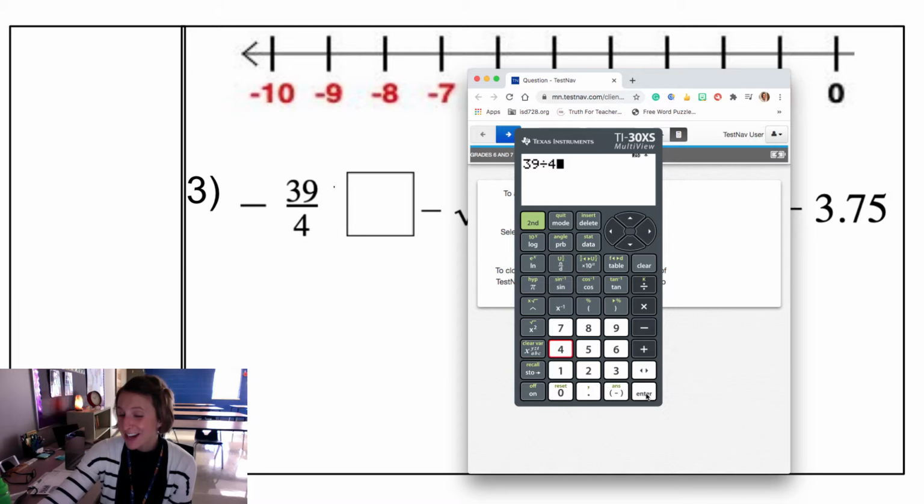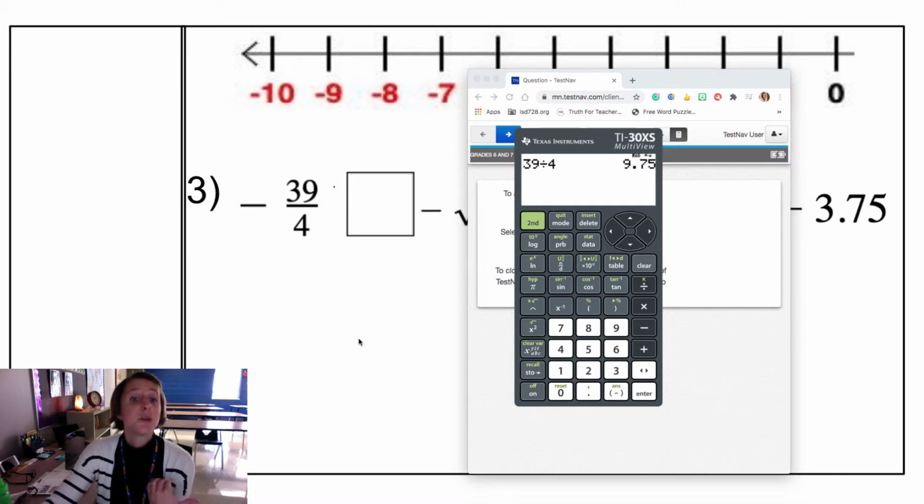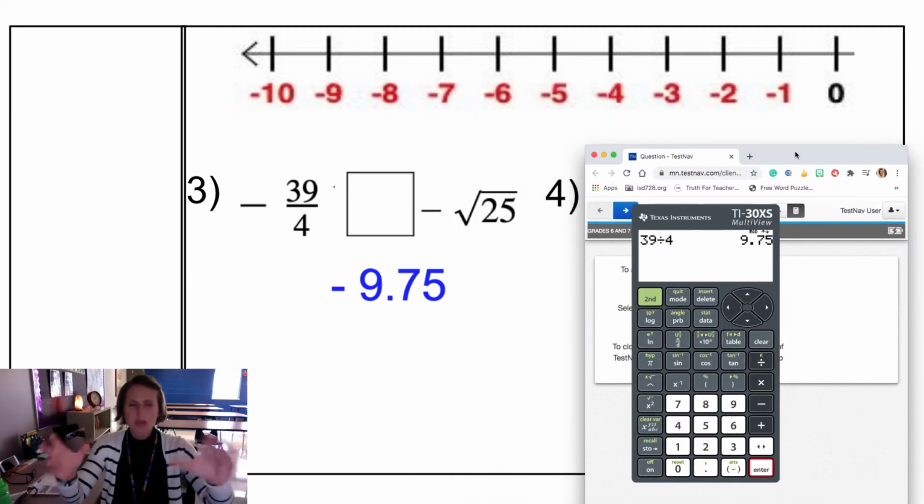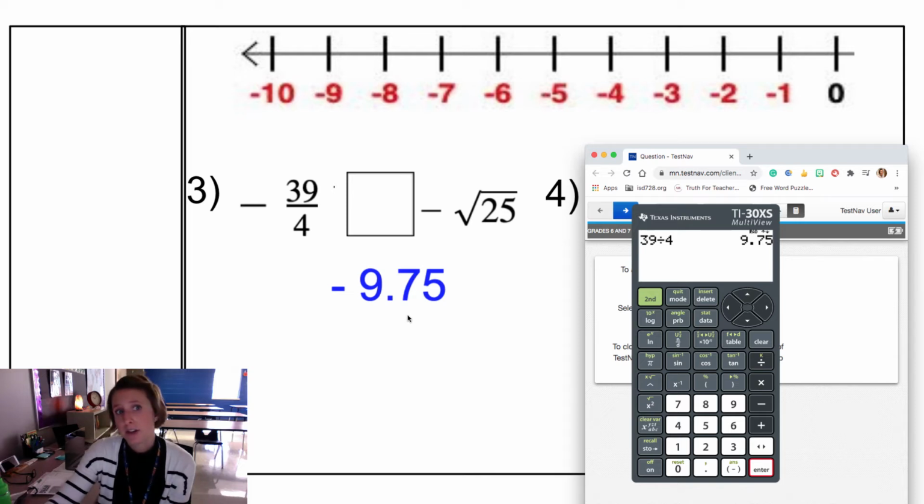It's an improper fraction, so I know there are going to be whole pieces to my decimal here. I get 9 and 75/100. This is going to be a negative 9 and 75/100 because of this minus sign out front. Now I'm going to use my number line up here just to help you since we're comparing two negative values. I'm going to plot negative 9 and 75/100.